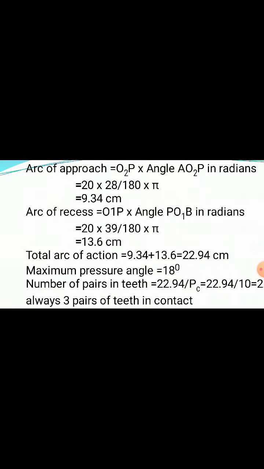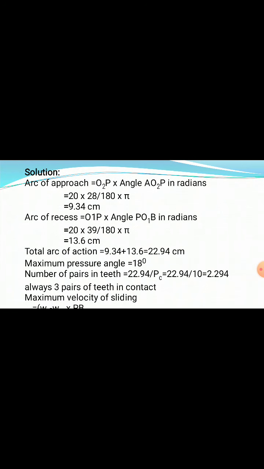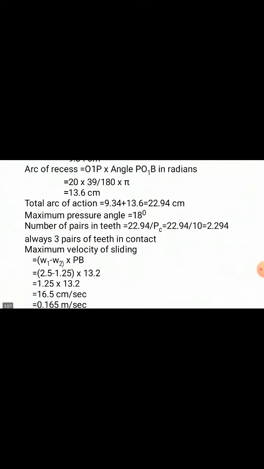Now the addition of these two values will give you the total arc of contact, 22.94. The maximum pressure angle is calculated by actual measurement. Now the number of pairs of teeth in contact is the total arc of action or total arc of contact divided by circular pitch. That comes as 22.94 divided by 10. This circular pitch value of 10 is given in your numerical. So that comes as 2.294. These are the number of pairs.